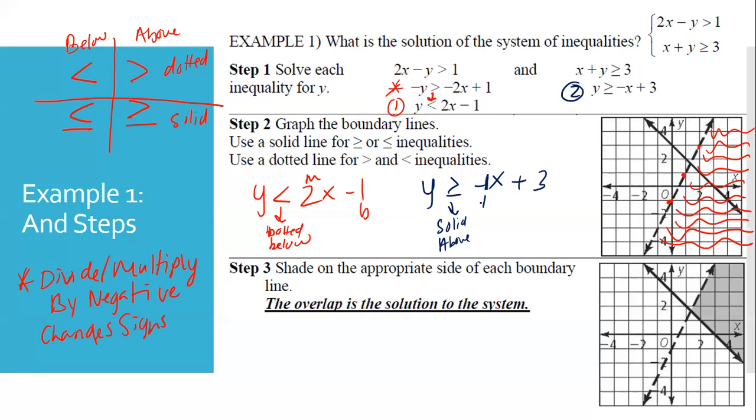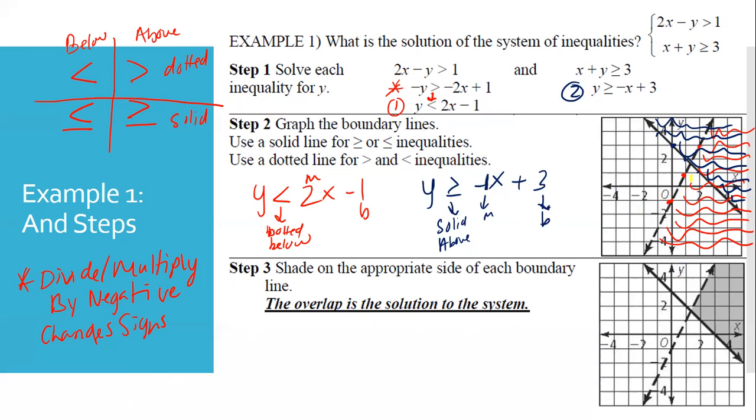Here it tells you my slope is -1 and my y-intercept is 3. Do we see that? So I start at 3, but it's -1. So I'm going down 1 and then right 1 all the way down. And notice how this line is solid because it was equal to. And I'm going to shade above the line. So I'm going to do my squiggles above. Okay. Your solution is where they overlap.